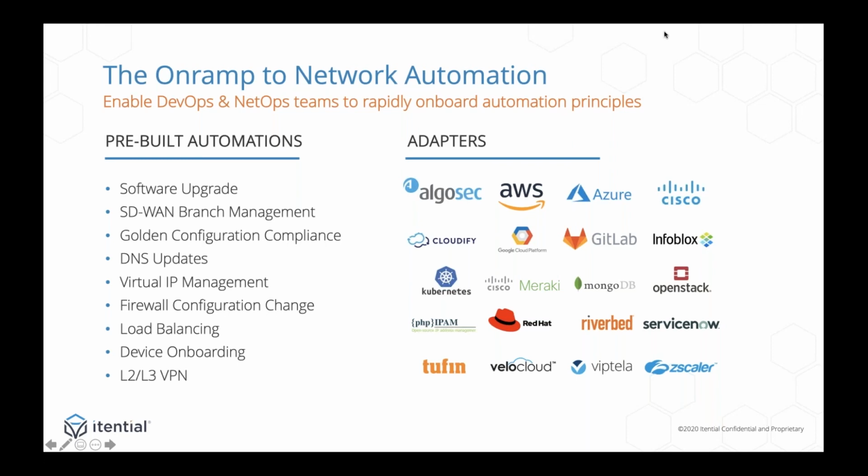We provide pre-built automations that you can download and integrate into the platform immediately. And if you look at the list, it's a growing list, but these are just a few of them. These are probably some of the top use cases that you can think of, the first things my network team really needs to automate: software upgrades, SD-WAN branch management, golden configuration and compliance, DNS updates. These are all very, very useful automations right from the beginning that we can empower your networking team to use.